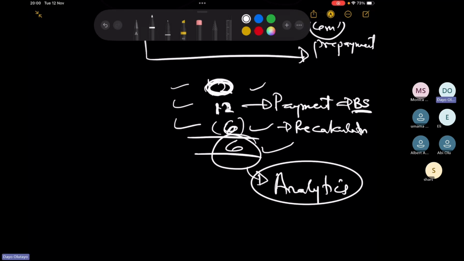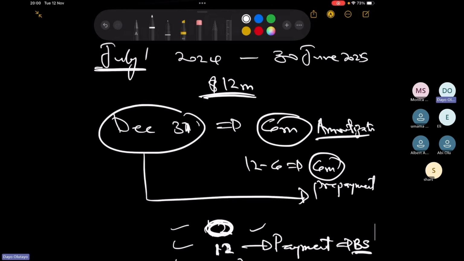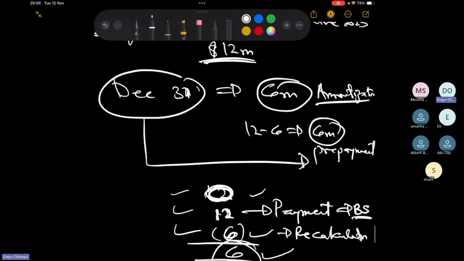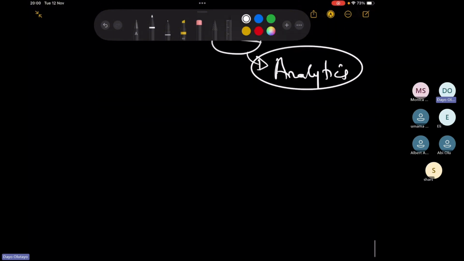Because think about it, by 2026, it will be the same figure, because by July 1st, 2025, they will pay another 12 million and you amortize 6 months. And by end of the year, they will still have 6 million left. You can make a reasonable assumption and say you want to use year on year analytics. So prior year is your expectation.